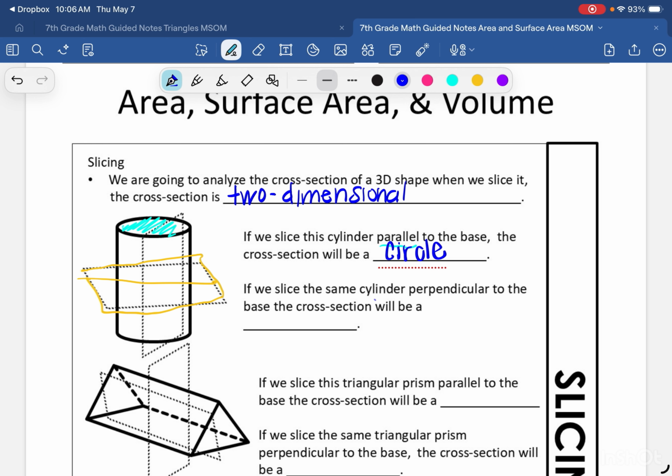If we slice the same cylinder perpendicular to the base, so now I'm going to slice it vertically, think of me cutting it down, and I look at the inside shape. What shape will that be? It will be a rectangle.